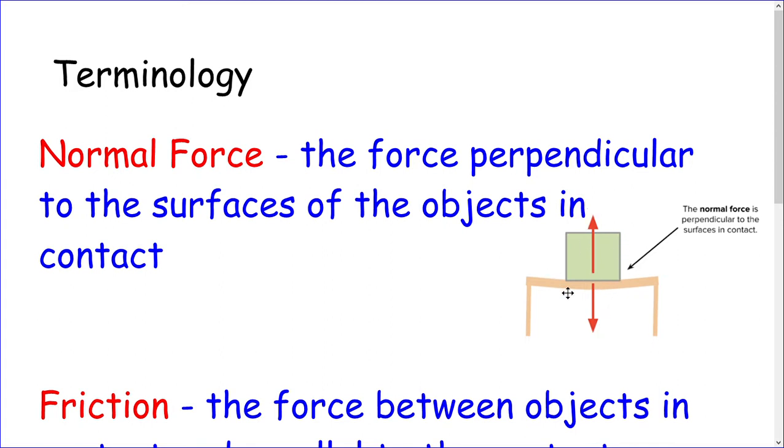So if an object is just sitting flat on a surface, that means that the table or the desk or whatever surface is going horizontally. Perpendicular to that, the normal force is going upward.